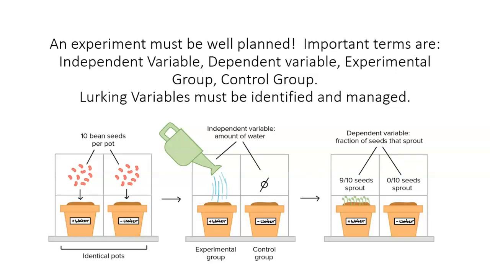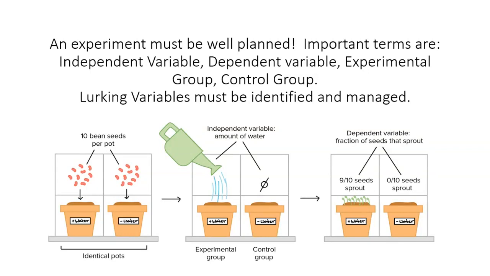Okay, the experimental group and the control group. The experimental group is the group that gets the manipulated independent variable. The control group is the one that does not get anything. So the experimental group you're actually experimenting on. The control group you're just holding, you're safeguarding that just as something to compare to.